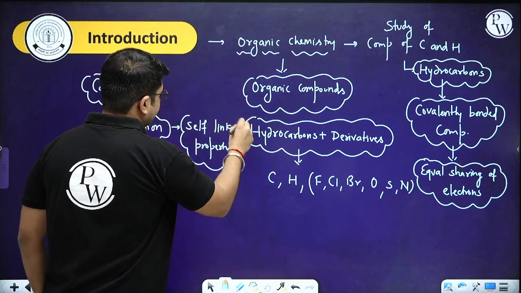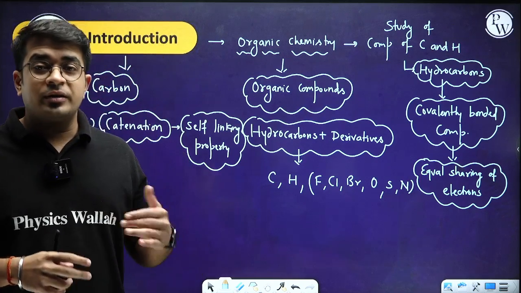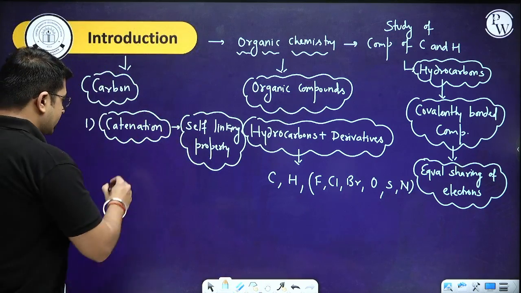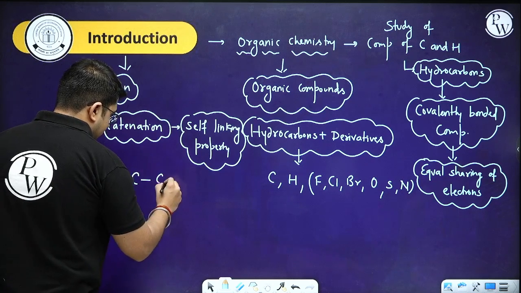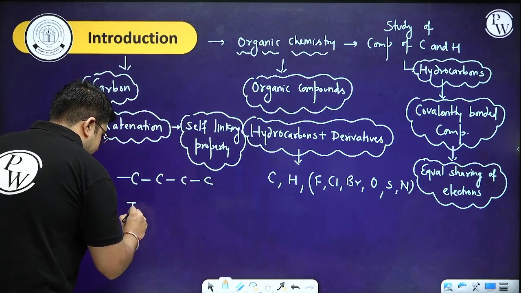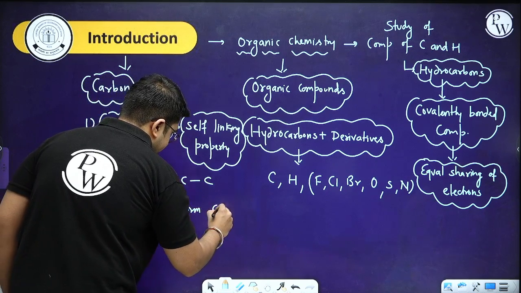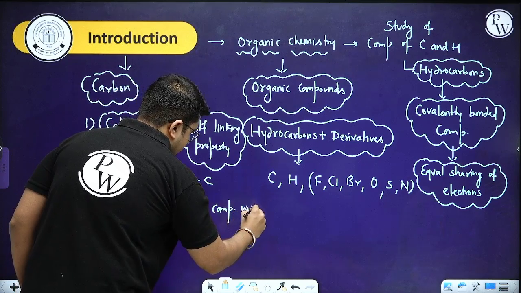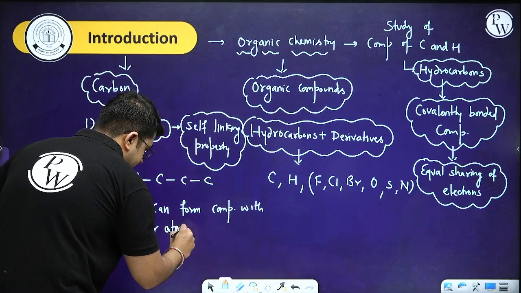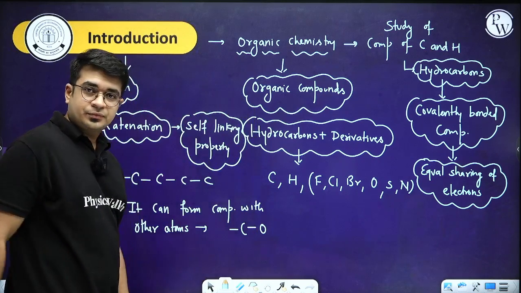This particular part is the self-linking property, because carbon has a tendency to form different types of bonds with itself. Carbon can form different bonds with other carbon atoms. It also has a property: it can form compounds with other atoms also. Carbon can bond with oxygen, a very interesting part.